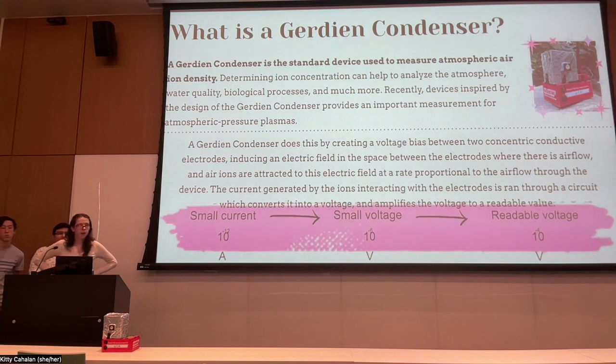Our gradient condensers analyze atmospheric ion density using two electrodes with a voltage bias that attracts the ions and creates a current that we're able to send through a circuit, which turns it into a voltage, which is very small, so we must amplify it to a readable voltage.